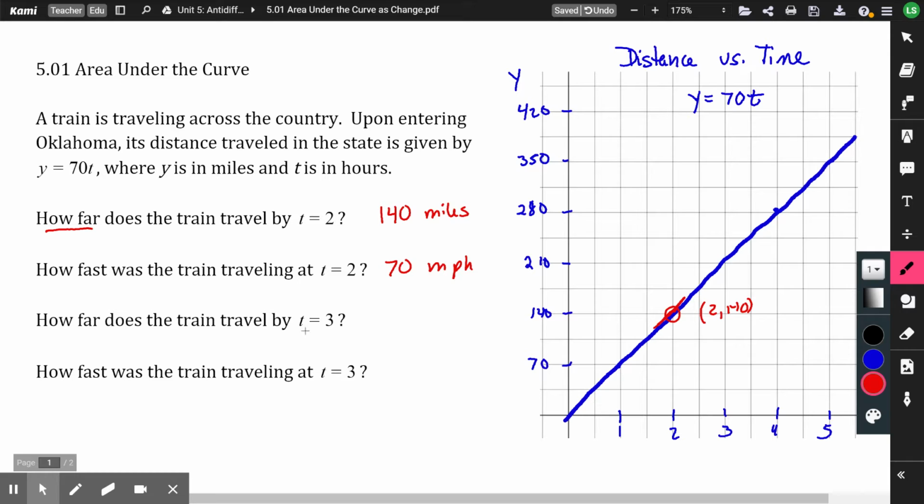How far does the train travel by t equals 3? So again, if we take a look at what happens at t equals 3, we're at the point 3 comma 210. So we know 210 miles is the distance that's been traveled. And how fast was the train traveling? We're again referring to the derivative, and it's still 70 miles per hour based on the slope of the line that we have.